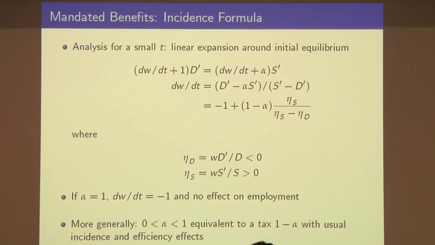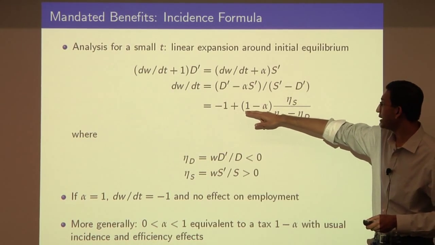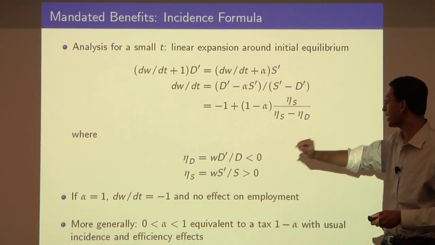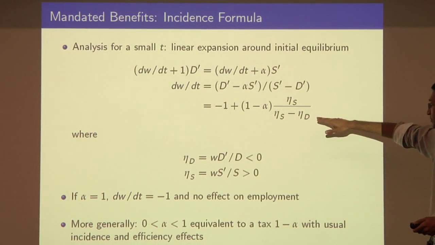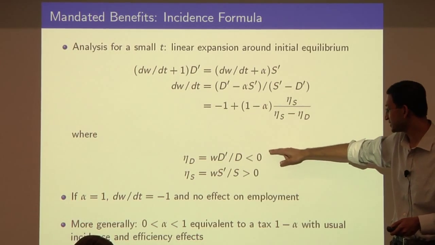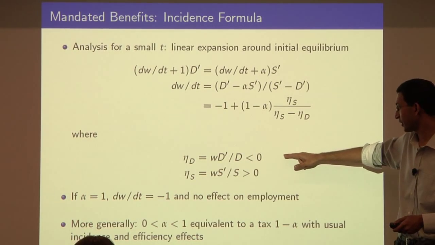Okay, so the algebra is not important. You can work through it later. But he, again, takes a linear expansion around the initial equilibrium. So just implicitly differentiate the supply and demand equations. And you end up getting an equation for dW dt, the incidence of the tax on the wage, that looks like this. And the elasticities here are the supply and demand elasticities for labor.